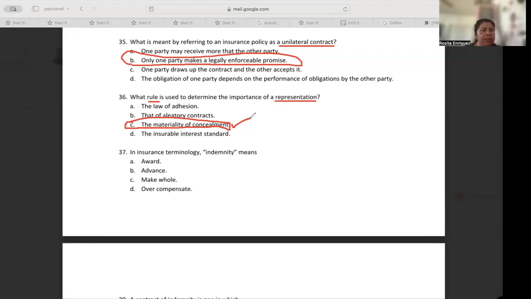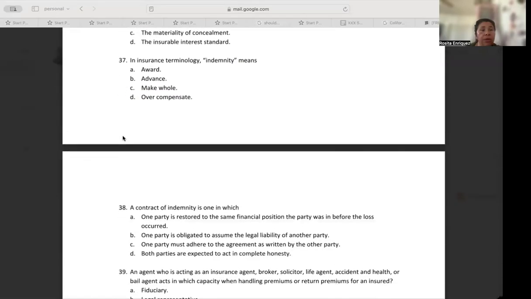Yes. Number 37. An insurance terminology, indemnity. So here's the word indemnity again, means what? Make whole, right? Because that's why the insurance is there, to compensate and reinstate what was lost by the insured. Let's clear our drawings and we go to number 38.